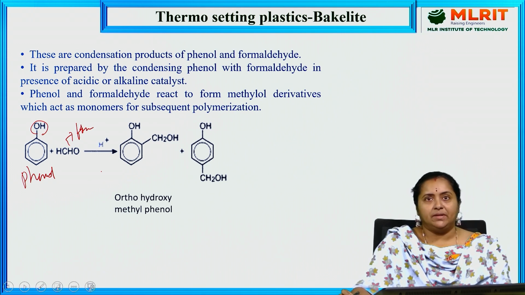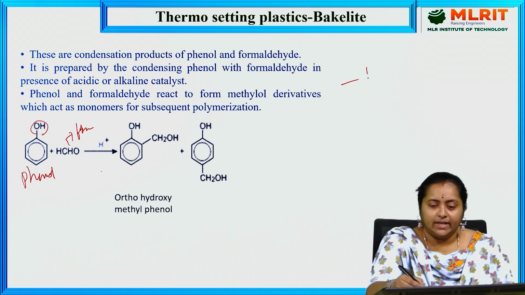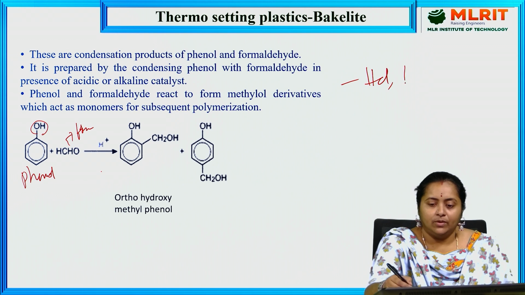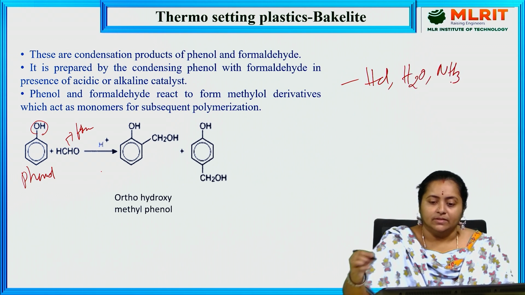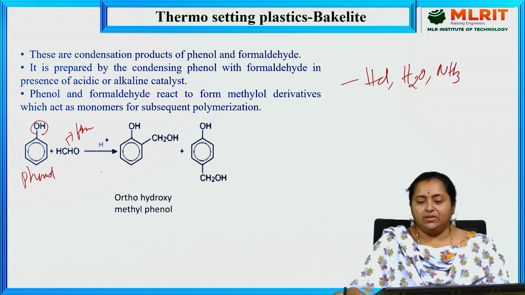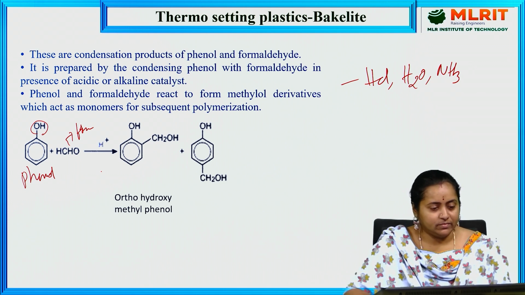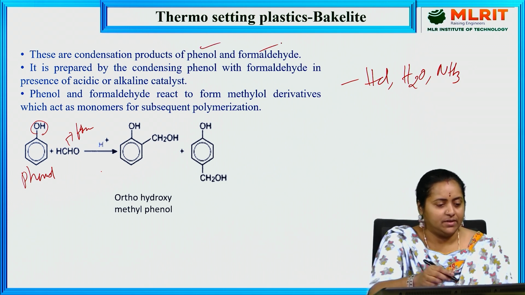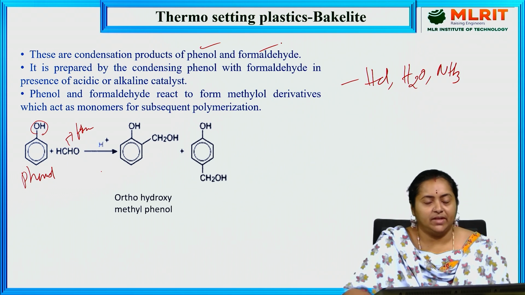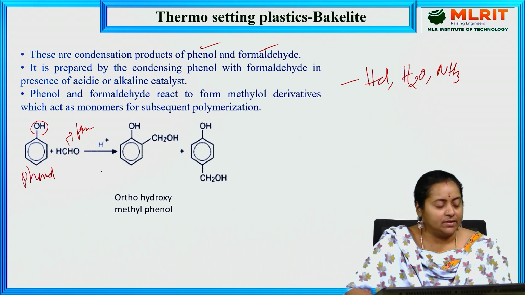What do you mean by condensation polymerization? A polymerization reaction that takes place due to the elimination of small molecules like HCl, water, ammonia. So if the elimination of any of these molecules takes place, then such a polymerization reaction is called a condensation polymerization reaction. So when phenol and formaldehyde are subjected to condensation polymerization, bakelite will be the product, the condensed product.